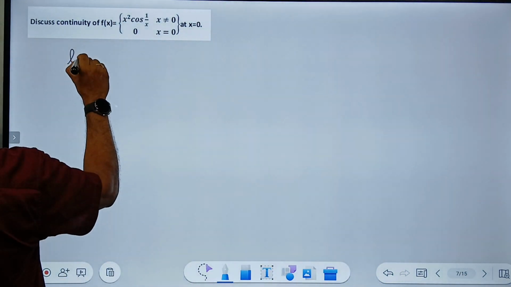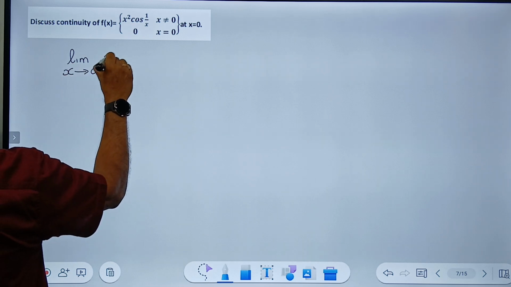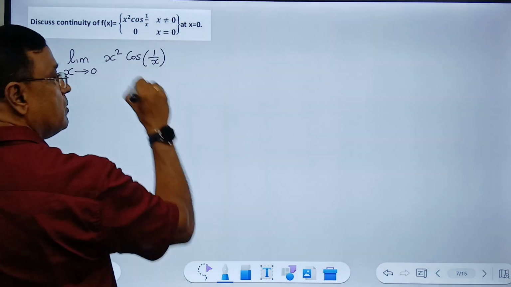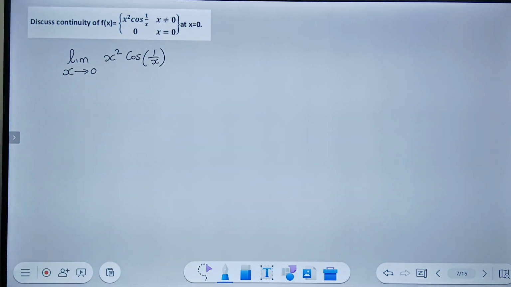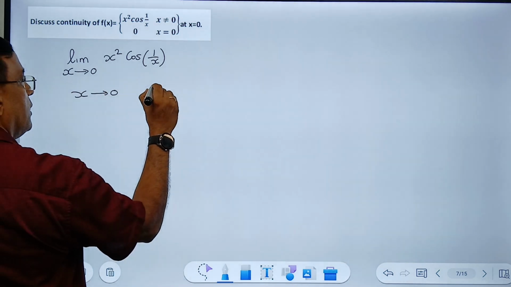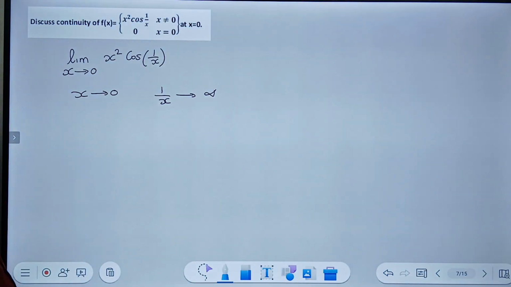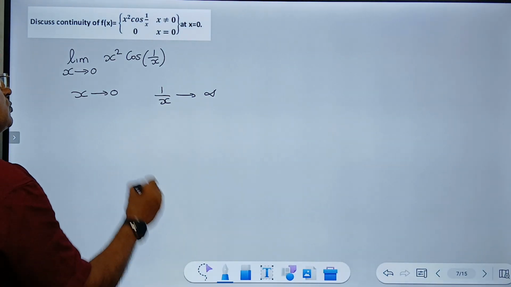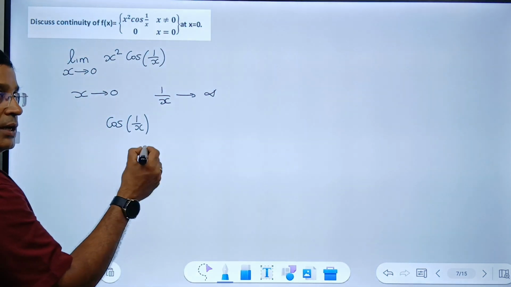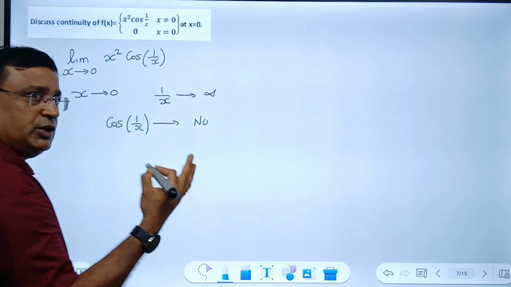I'll go for limit x approaches to 0, x square cos of 1 by x. Now what happens when x approaches to 0? 1 by x will approach to infinity. But cos 1 by x will approach to some number, I don't know what number, we don't know, it only oscillates.